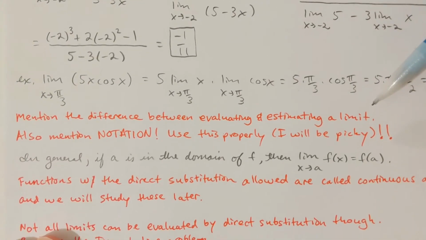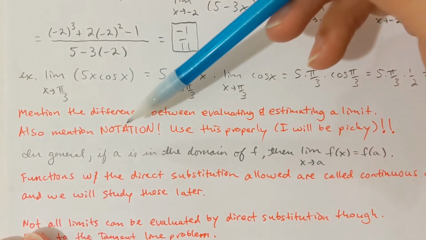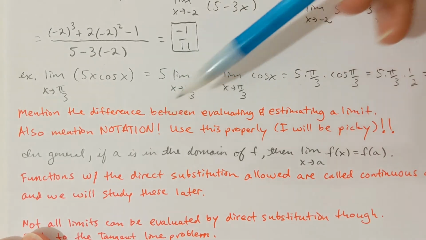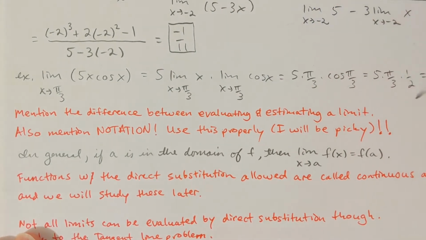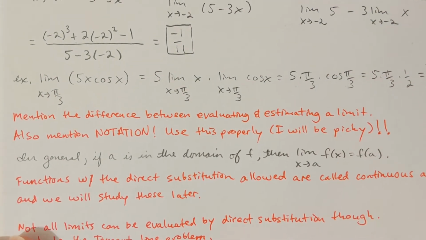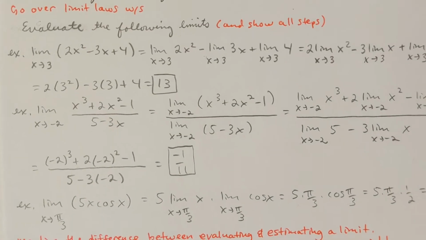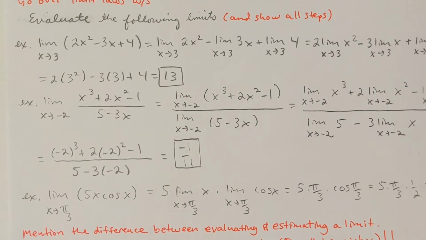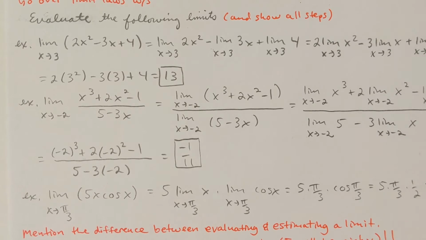Okay. Another thing to mention here is the notation. Use this properly. I will be picky about this. I guess I'm just weird. I want you to write correct mathematics. English teachers are weird too. They want you to write correct punctuation, right? But it matters. It matters what we're writing down.